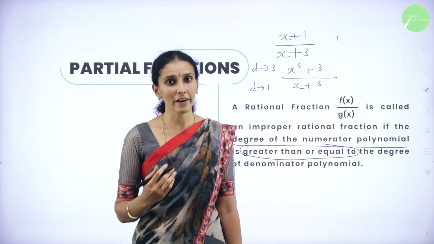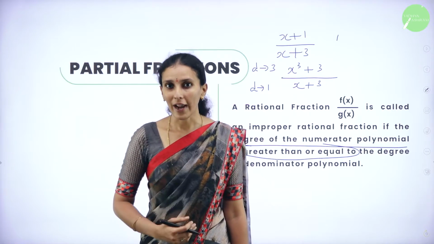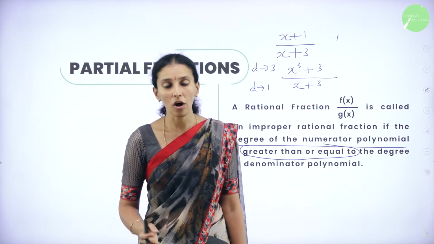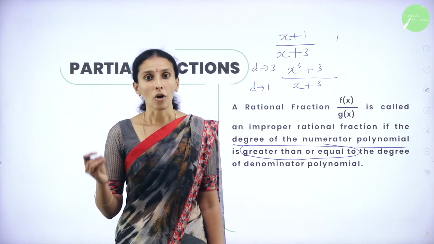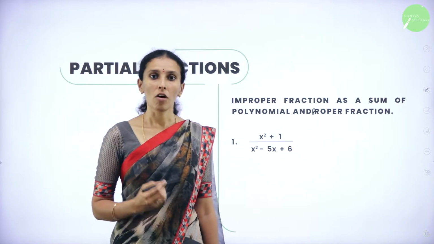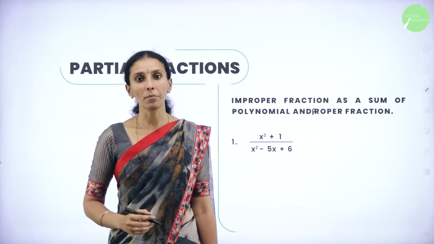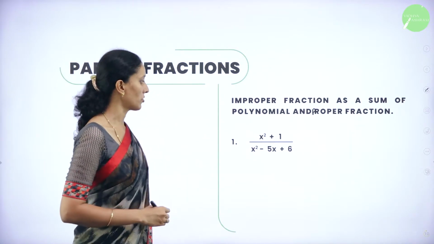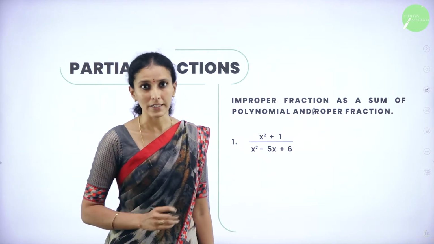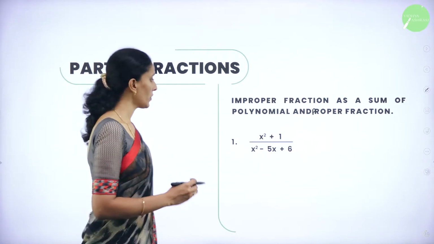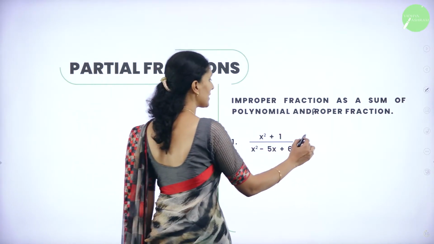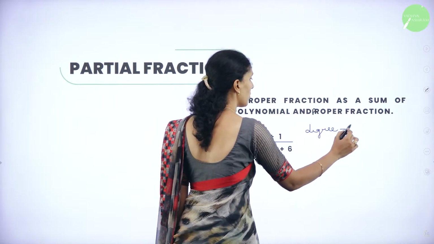Next, if we have a rational fraction which is improper, we can write it as a sum of a polynomial and a proper fraction. We can convert it into a sum of a polynomial and a proper rational function. So how to do it? We'll see it now. An improper rational fraction as a sum of a polynomial and a proper rational function. How to do that? We have learned in high school how to divide polynomials. The same concept is used here. Look here, I have x square plus 1 divided by x square minus 5x plus 1. What is the degree of the polynomial here? Here it is 2.